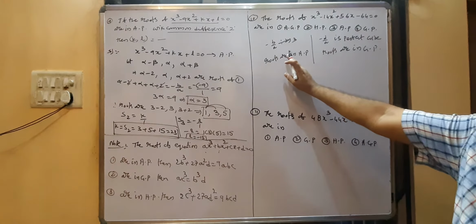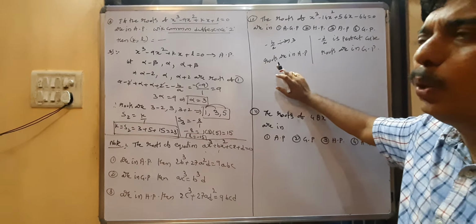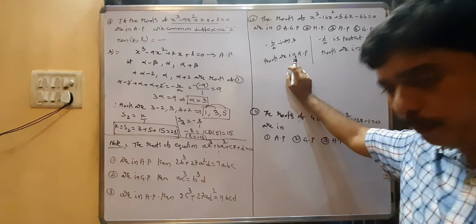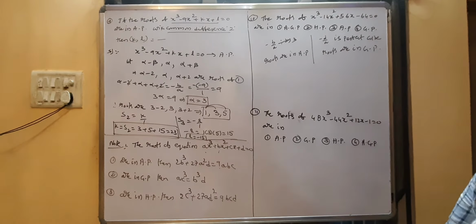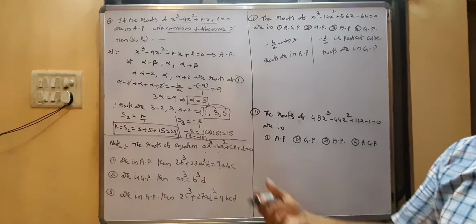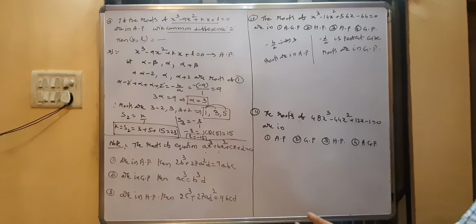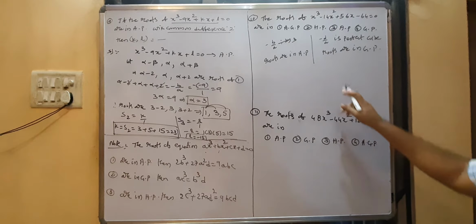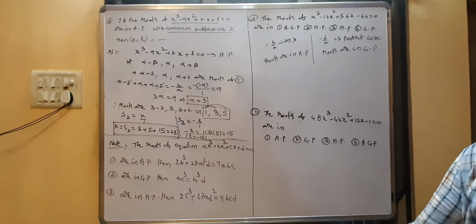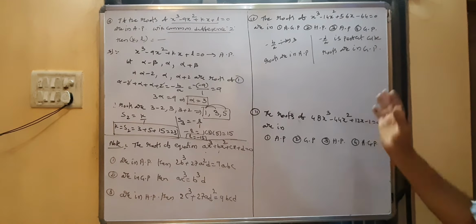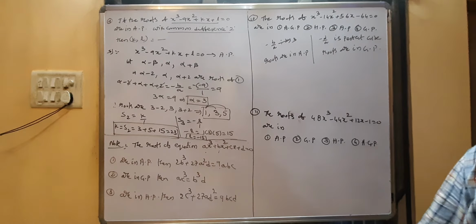AP condition means if minus b by a value is divisible by 3, roots are in AP. If minus d by a value is a perfect cube, like 1 cube, 8, 27, 64, those are all perfect cubes, then the roots are in GP. If both conditions are not satisfied, roots are in HP.